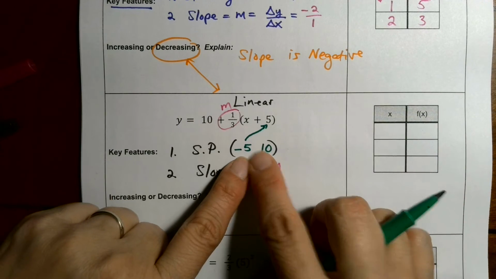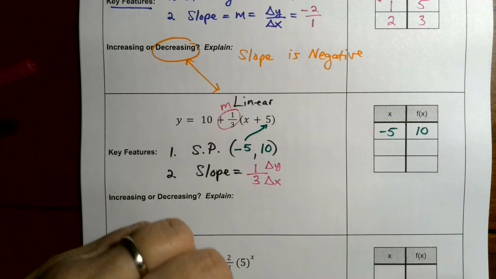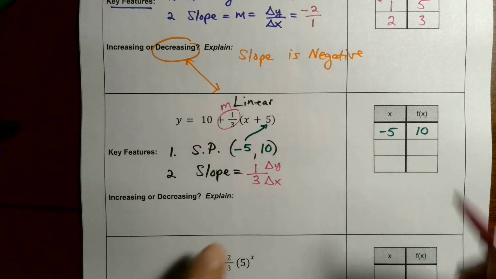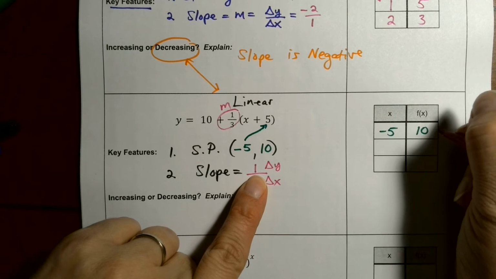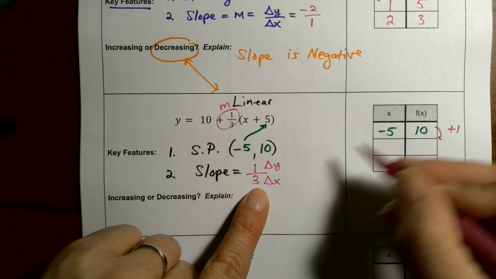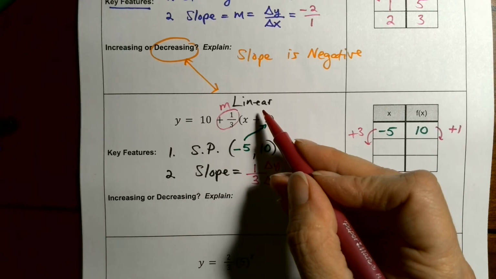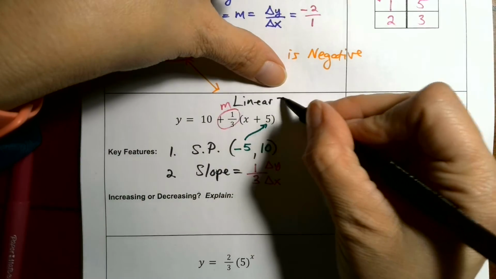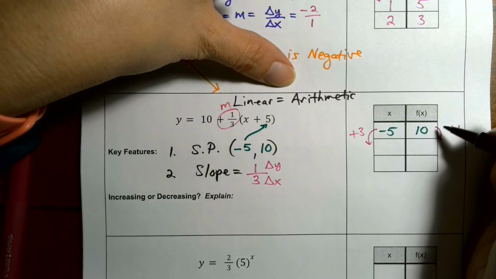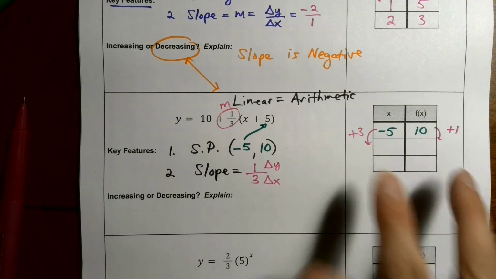So in your table, your starting input is -5, the starting output is 10, and you're going to use this slope to create more points. On the delta y side, you are going to add 1 each time. And on the left side, on the x side, you're going to add 3. Remember, linear means arithmetic. And arithmetic needs an adding or subtracting pattern. And slope is a two-sided pattern.